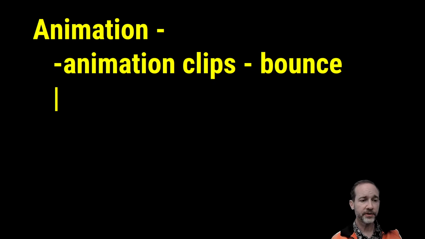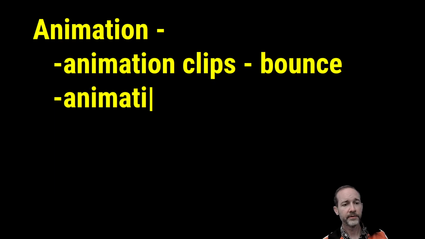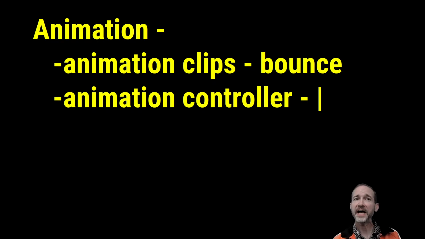But in the future, you can have multiple clips for one object, and they need to be managed, right? How do we go from jump to walk or whatever? In order to do that, you need the animation controller. And so that's going to be a separate component that sort of manages animation clips. Both of these will appear as assets.